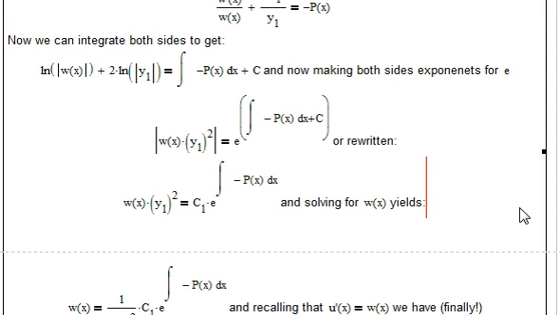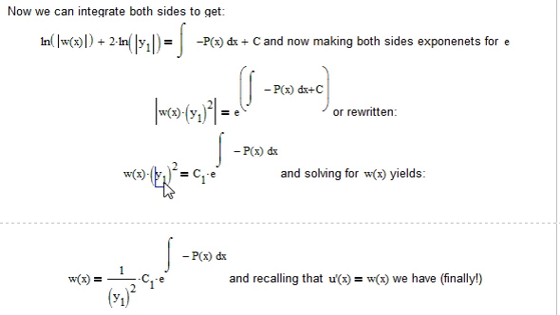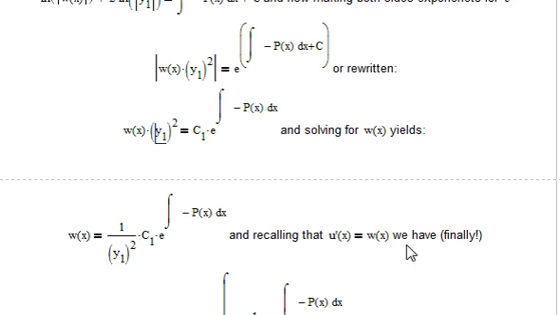Okay, now this can be solved for w of x by dividing. Just divide both sides by y1 squared. So w of x is 1 over y1 squared times c1, which is actually just an arbitrary constant, times e to the negative p of x dx. But recall that u prime was our w of x. That's how we started out this thing. That's why we made it a first order. We said let w of x be u prime of x.